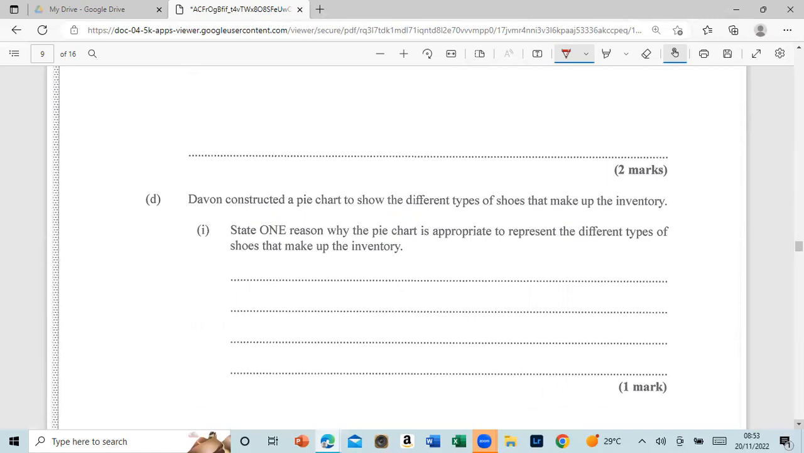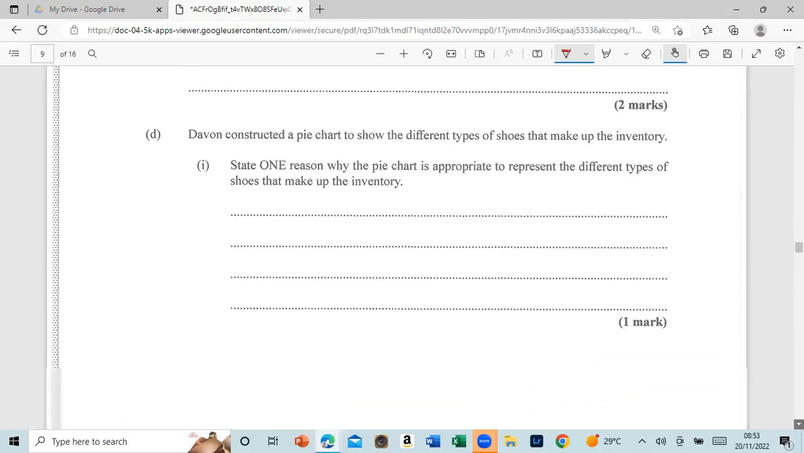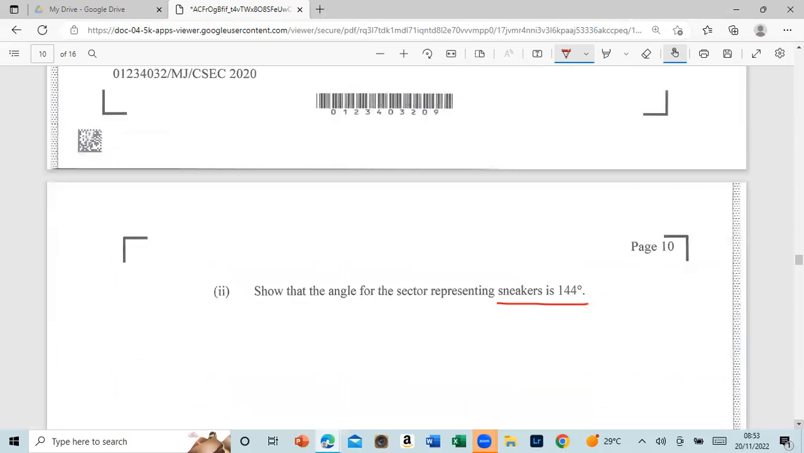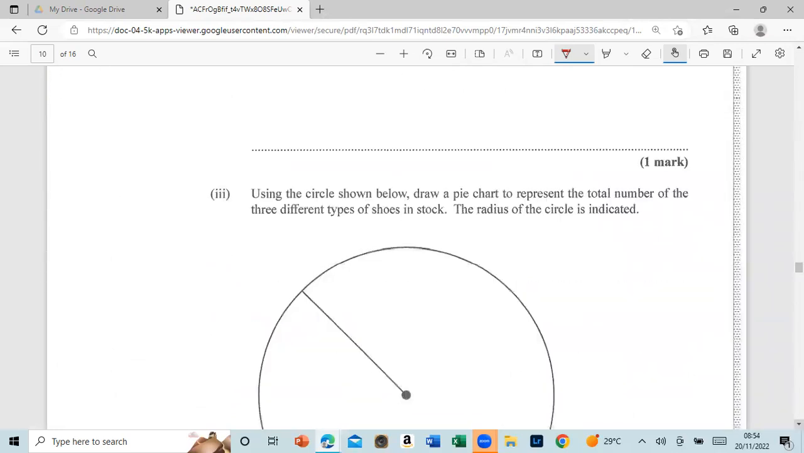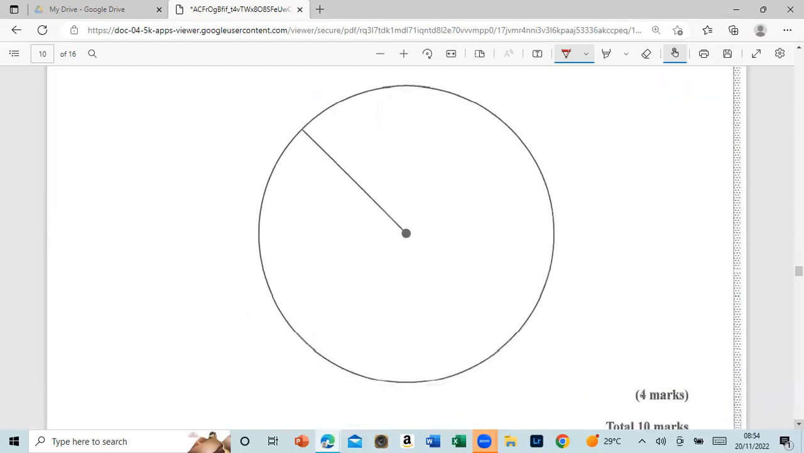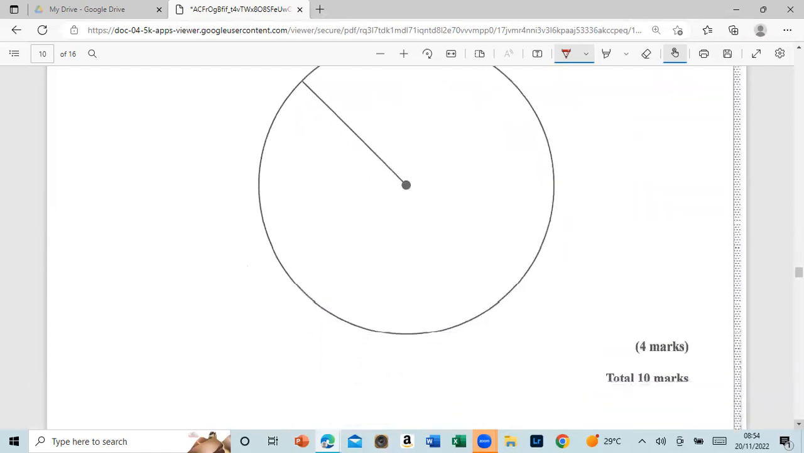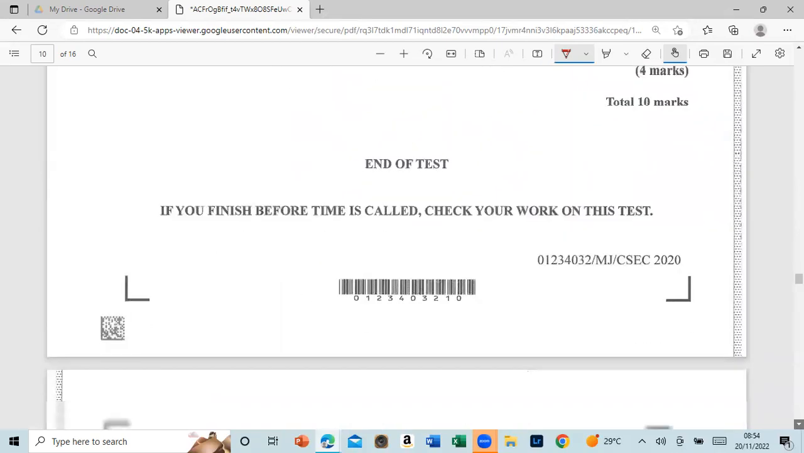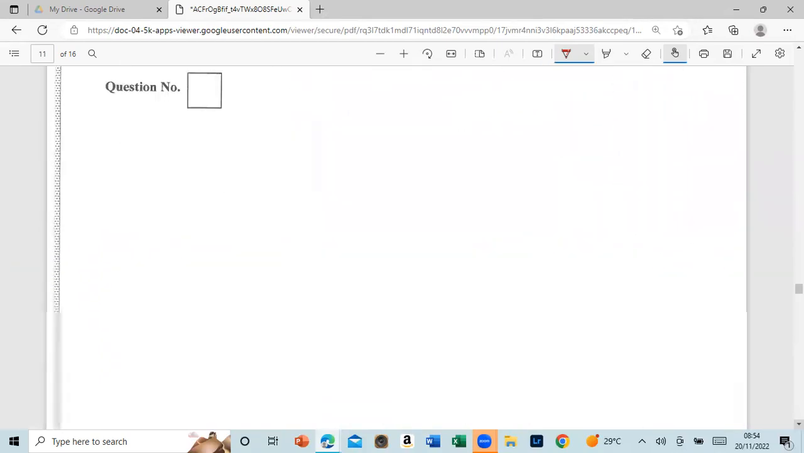It said David constructed a pie chart, because I really have to go now. David constructed a pie chart to show different types of inventory. We looked at that already, and it said show that was 144. Alright, it says using the circle below, draw a pie chart to represent the total number of 3 different types of shoes in stock. The radius of the circle is indicated. Alright, so guys, we already calculated one to be 144 already.